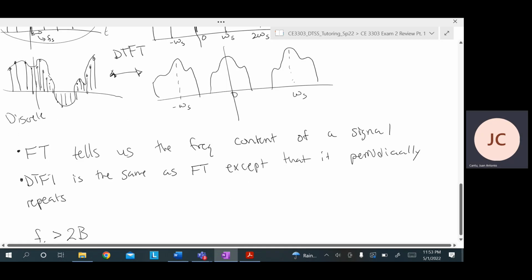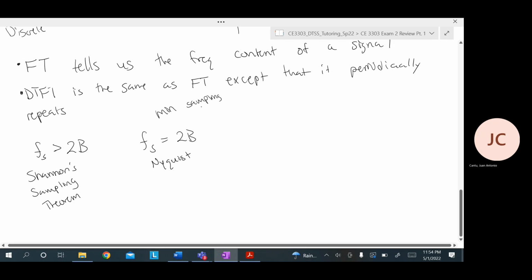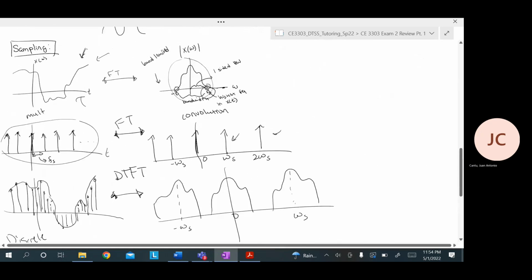Okay, and I'll explain why this is a rule. And that is Shannon's sampling theorem. This frequency right at 2B, the minimum sampling frequency, is called the Nyquist frequency. Okay, so the reason it needs to be greater than 2B is because if you look at this, we look for the highest frequency contained within the signal. Remember, DTFT repeats. So I know I drew it badly, but we can assume that this picture I drew here follows Shannon's sampling theorem. It has been sampled greater than 2B.